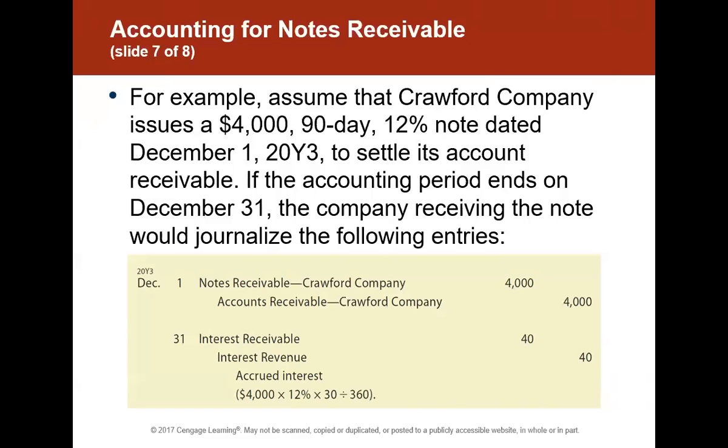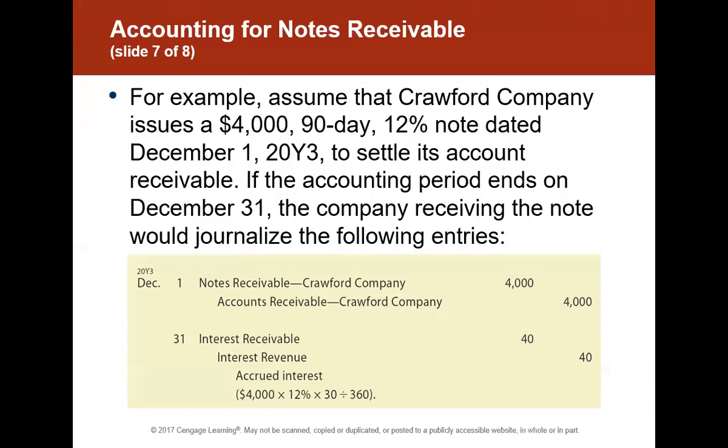But these are what we call accrued revenues, adjusting entries. I told you guys, this will make more sense when we're in financial. Well, this is that moment. You probably forgot chapter 3, but here it is. In this example, Copper Company issues a $4,000 90-day 12% note dated December 1st, 2013 to settle its accounts receivable. Our accounting period ends December 31st.